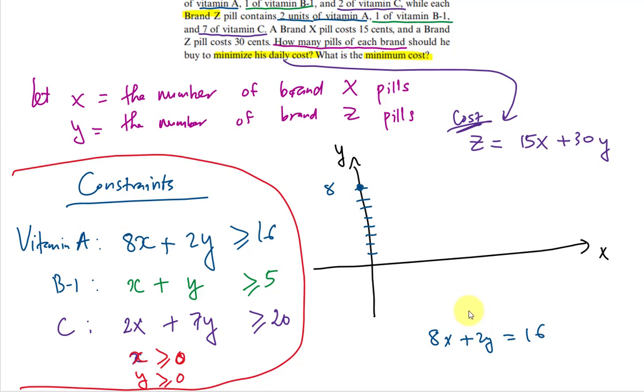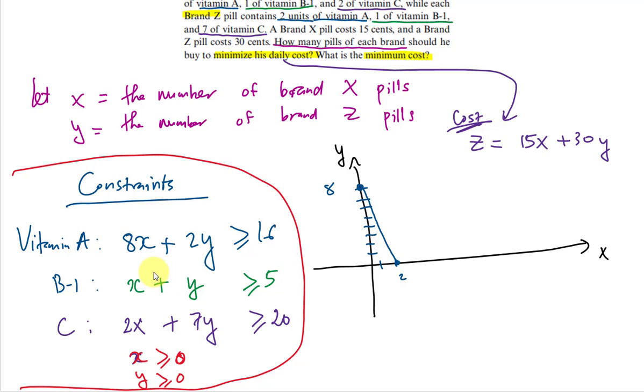For the y-intercept, I put x to be 0. For the x-intercept, I put y to be 0. So when my y is 0, I have 8x equals 16, so my x should be 2. So right here. So that is my equation, and I'm connecting that. And again, I don't go all the way down here or all the way up here because I cannot have negative x and y. So everything should be in the first quadrant. So that is my first linear inequality.